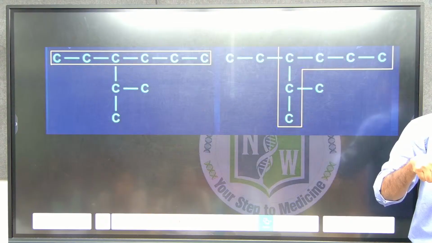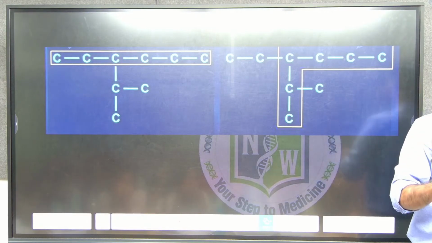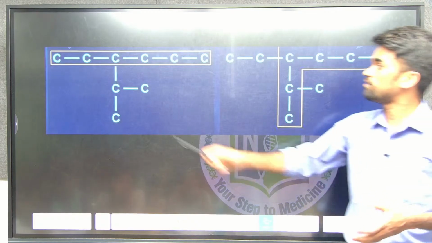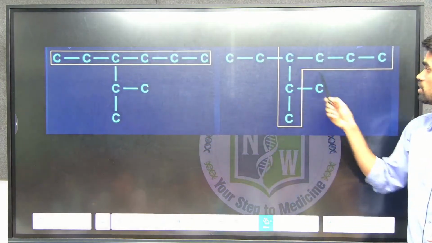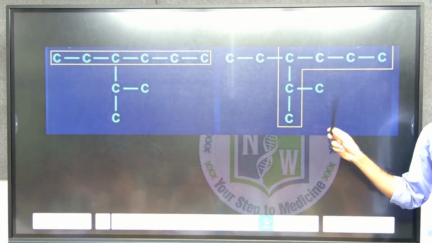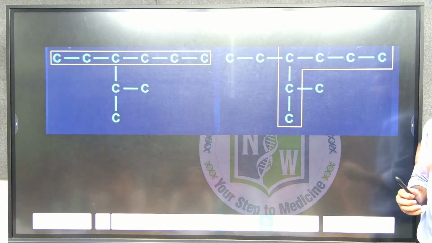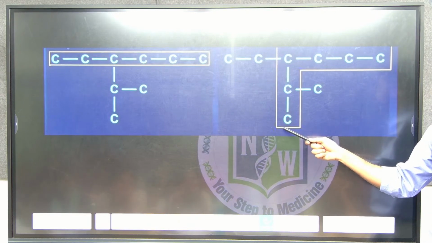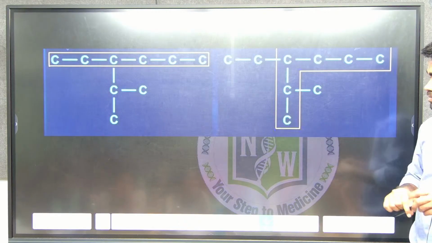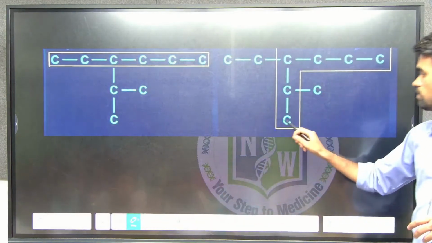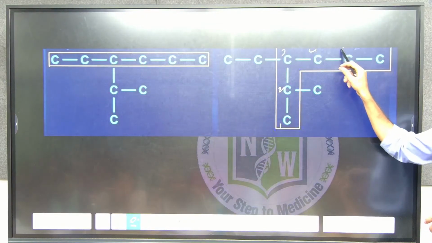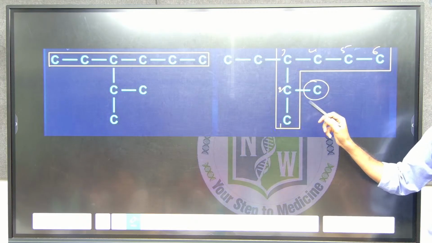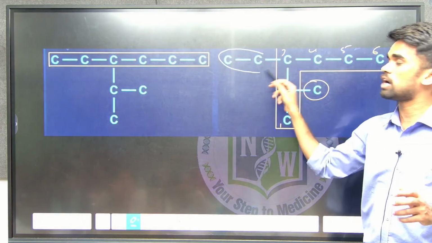Now consider the number of branches. The more the number of branches, that will be the parent chain. So here only one branch, here 1, 2. So this is the correct parent chain. Okay, now write the numbering. From where should I write? From here or from here? Down? Okay. 1, 2, 3, 4, 5, 6. Tell me now. Second position, 1 carbon means methyl. And third position, 2 carbons means ethyl.